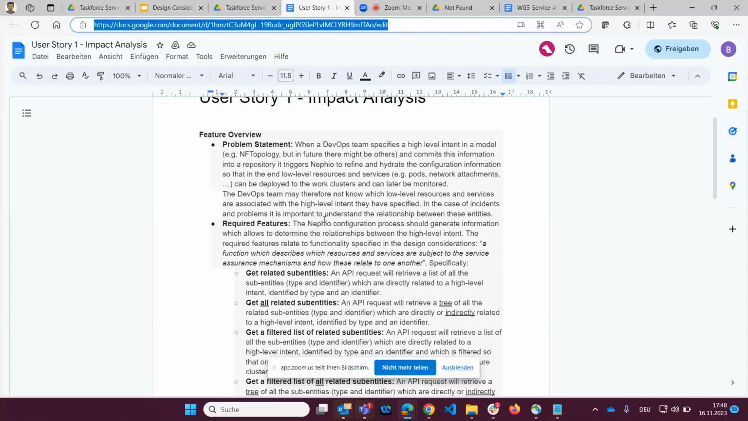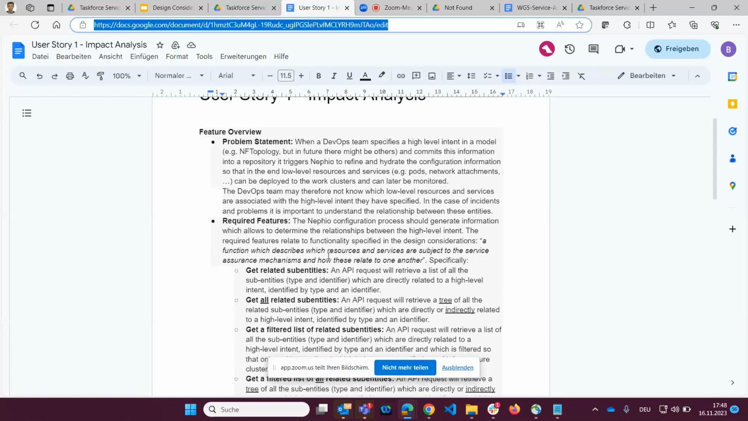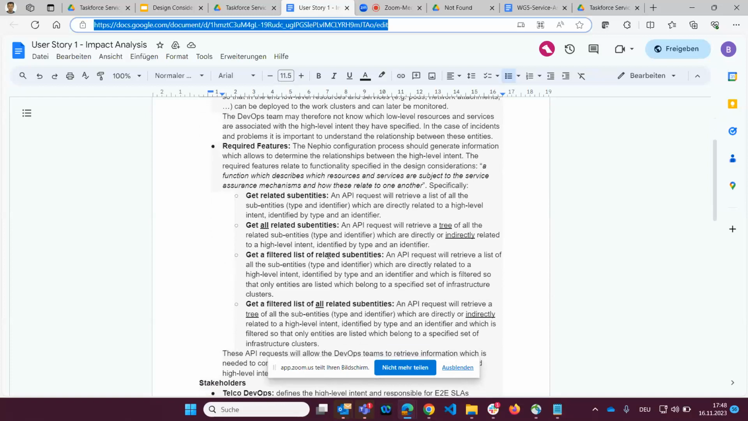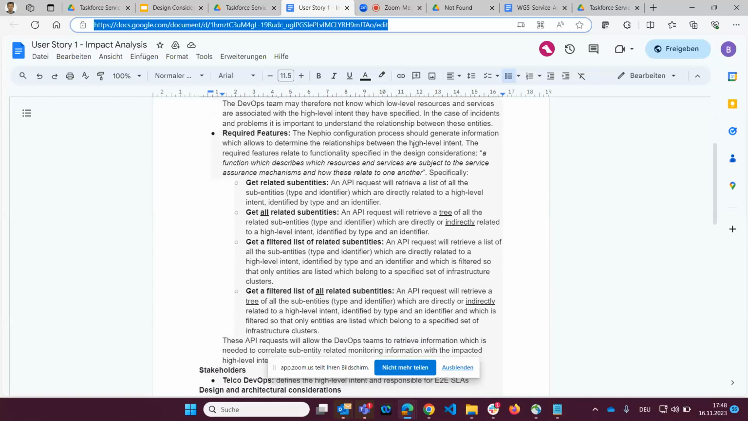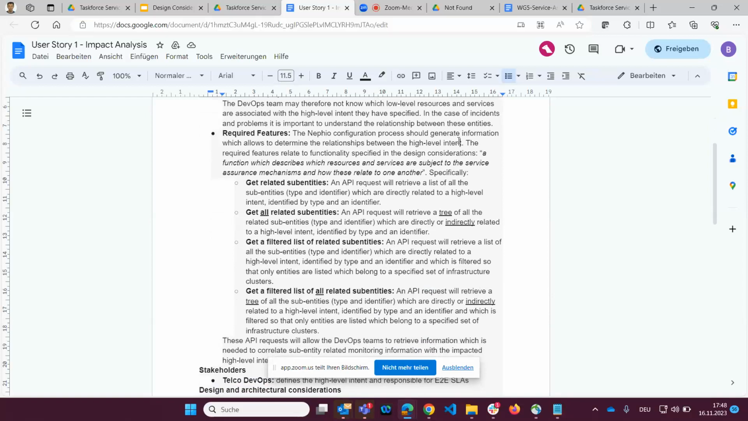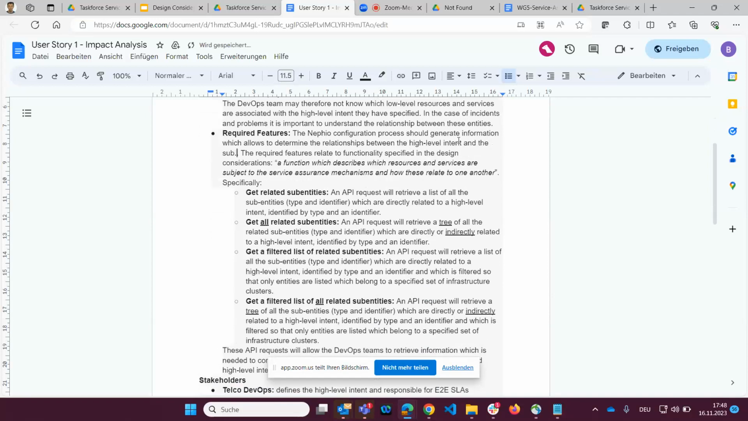So therefore, we want to have this correlation information, just as Sandeep has been showing in this metrics approach. And therefore, as a required feature, the Nephio configuration process should generate information which allows to determine the relationships between the high-level intent and the sub-entities. I'm just calling them sub-entities in general. They could be other custom resources or standard core resources of Kubernetes.